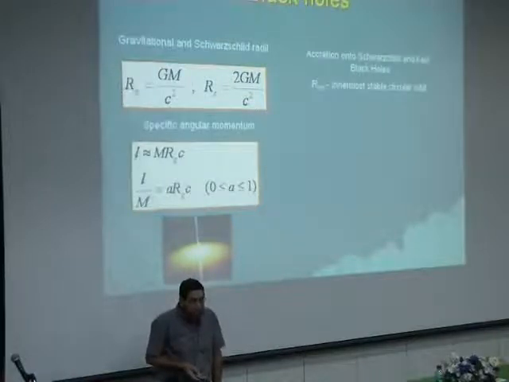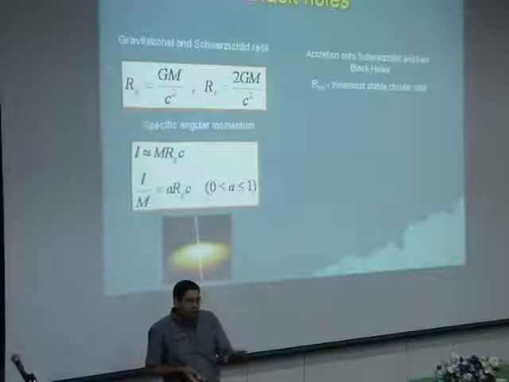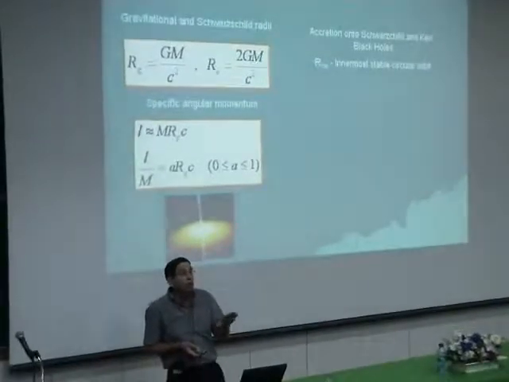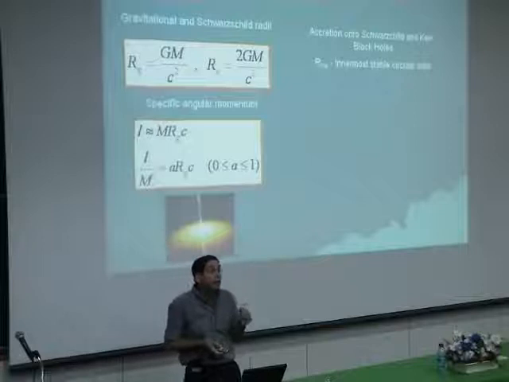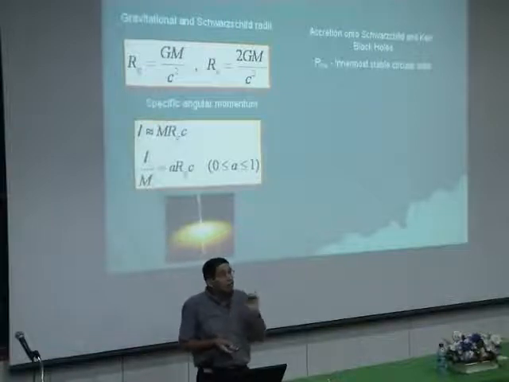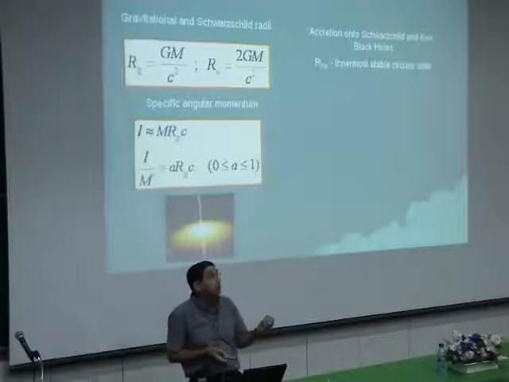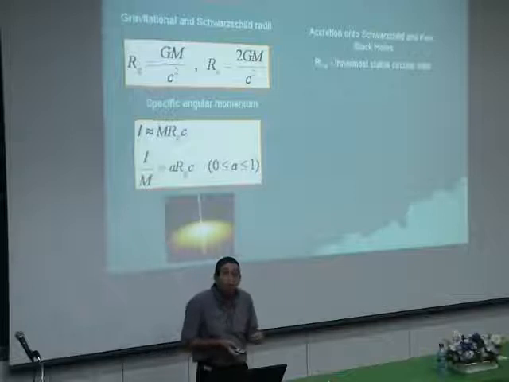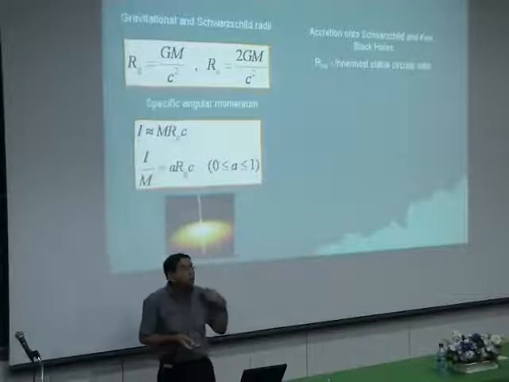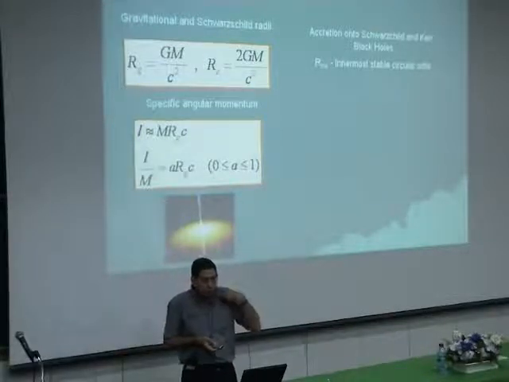So if we take a black hole and we look at the accretion onto Schwarzschild and Kerr black holes. A Kerr black hole is a rotating black hole. So I'm going to use some astronomical terminology, so I'll take a few minutes here and there to explain the terms to people who are not coming from astronomy. And so the astronomers will have to excuse me for a few minutes here and there.